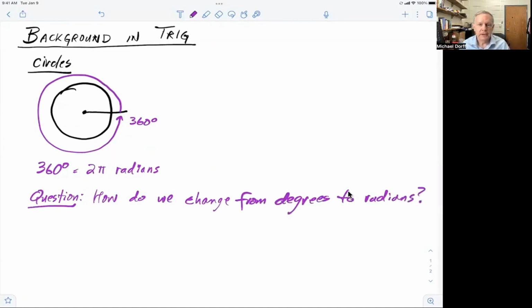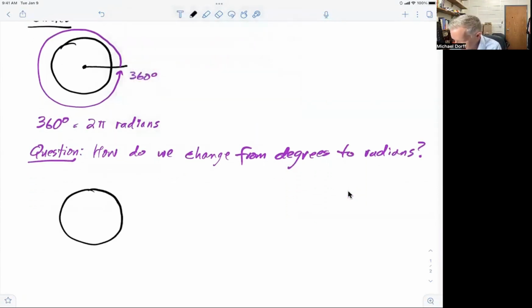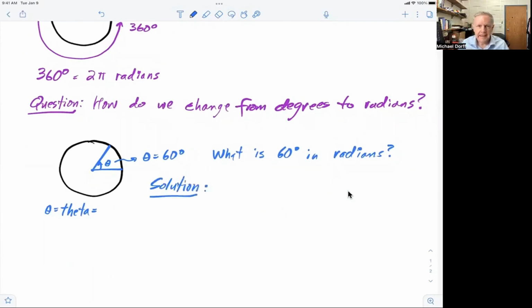When we're talking about degrees and radians, we're talking about an angle. So if I have a circle here and I'm going to look at an angle. So here's an angle. I'm going to call that angle theta. Theta is a Greek letter, and that equals the degrees of the angle. So in this one, we're going to say theta equals 60 degrees. And the question is, what is 60 degrees in radians? I'm going to use the fact that 360 degrees is equal to 2 pi radians.